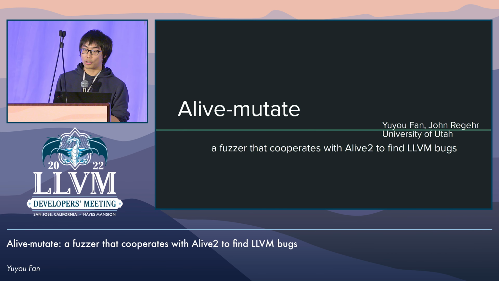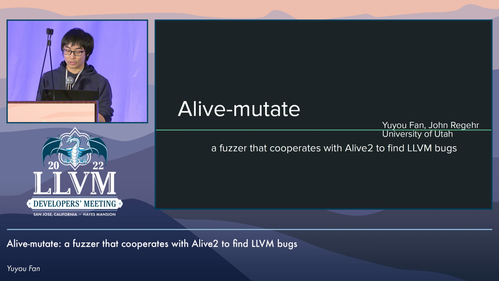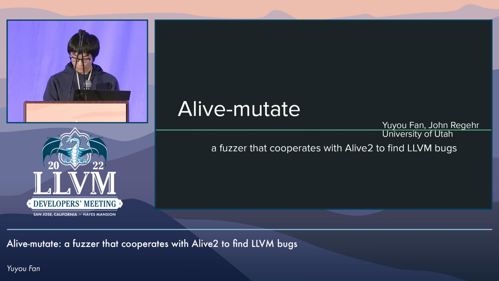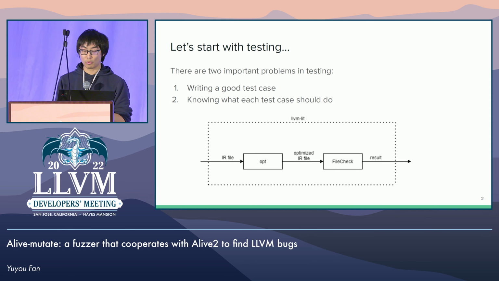Today, I want to introduce our project, Alive-mutate. It's a fuzzer that cooperates with Alive2 to find LLVM bugs. Let's start with testing. There are two important problems in testing. The first is writing a good test case. The other is knowing what each test case should do.